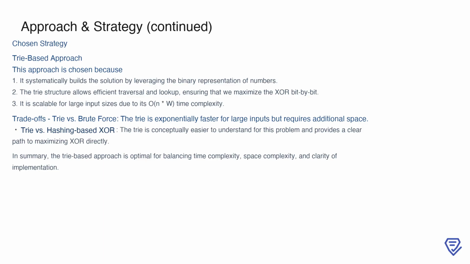Compared to the brute force method, the tree is exponentially faster for large inputs, though it does require additional space. When comparing the tree to the hashing-based XOR approach, the tree stands out for its conceptual simplicity and its ability to directly focus on maximizing XOR without intermediate steps. In summary, the tree-based approach strikes an optimal balance between time complexity, space complexity, and ease of understanding, making it the most suitable choice for this problem.